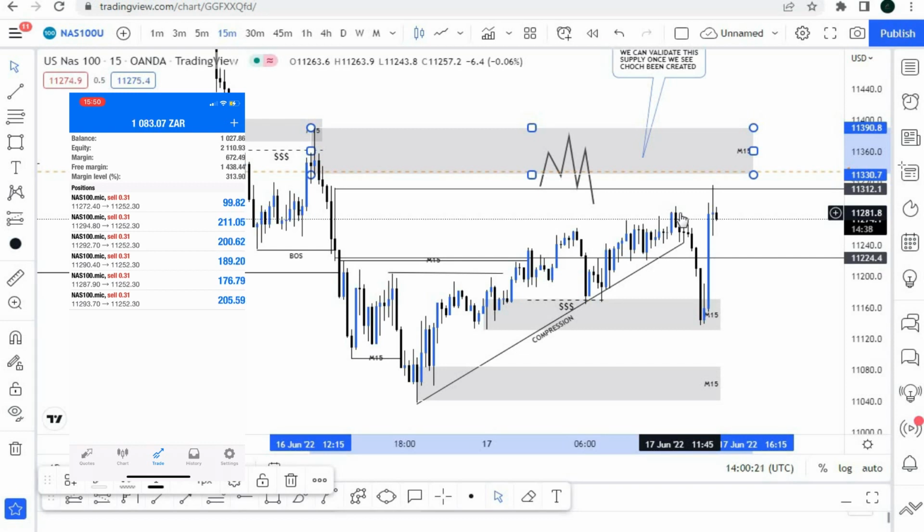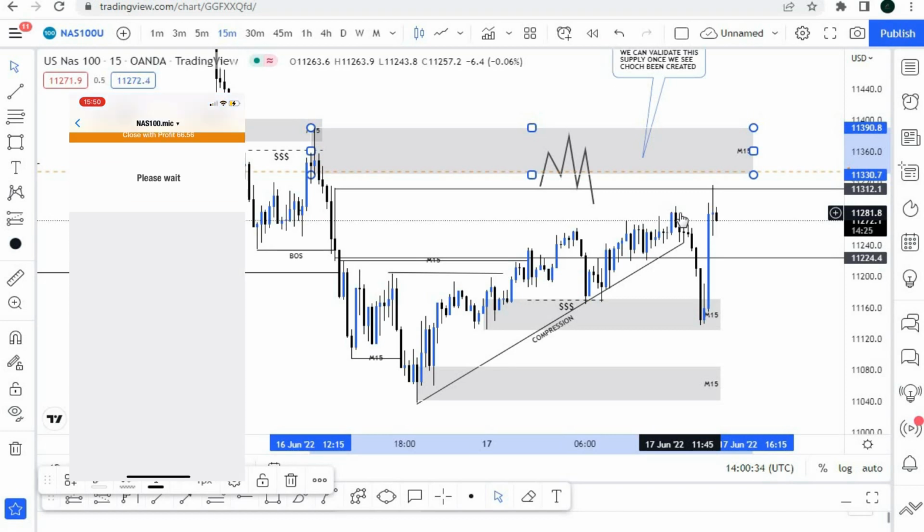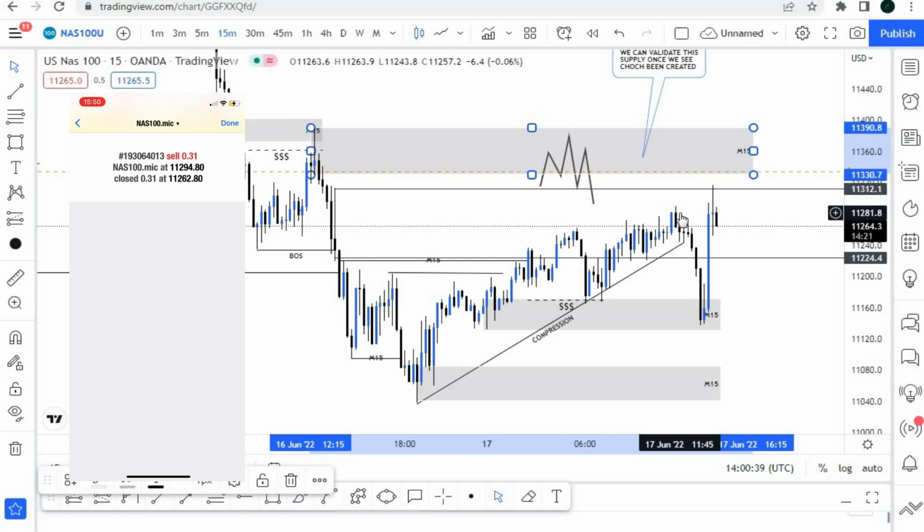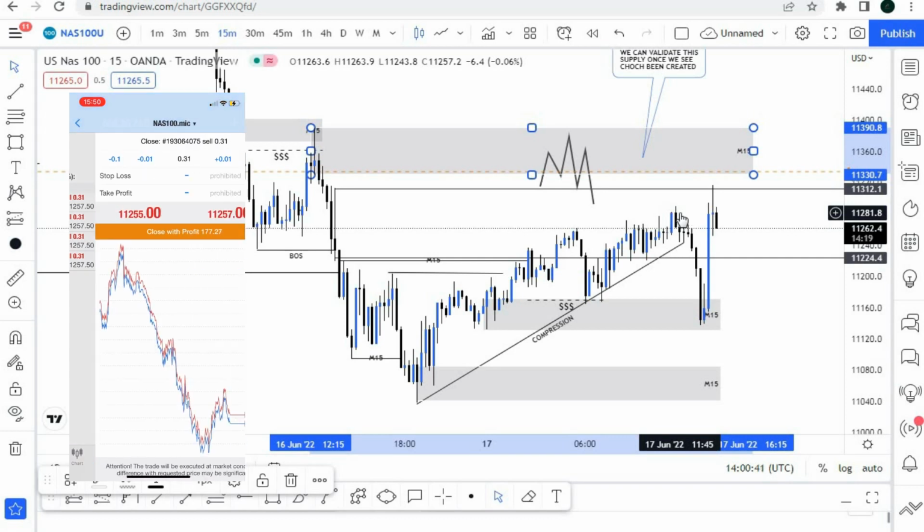So, guys, I'm going to do a screen record on my phone so that you can see the trades which we took right around that zone area. So let's see how this trade will play out, guys, as we are in already.